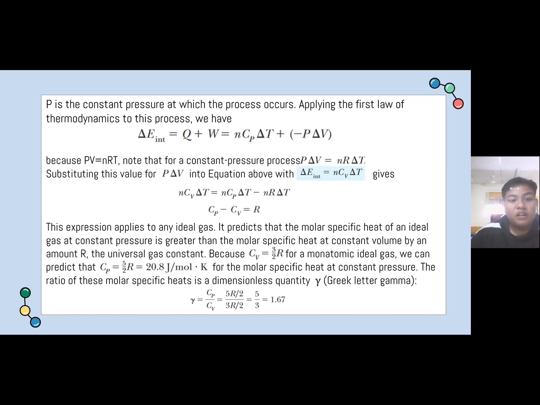Because C_V equals 3 over 2 R for a monatomic ideal gas, we can predict that C_P equals 5 over 2 R, equal to 20.8 joule per mole Kelvin. The ratio of the molar specific heats is a dimensionless quantity, the Greek letter gamma, equal to C_P over C_V, which is 5R over 2 over 3R over 2. We get 5 over 3, and the final answer will be 1.67. And that's all from me.